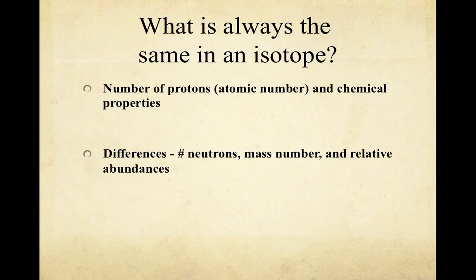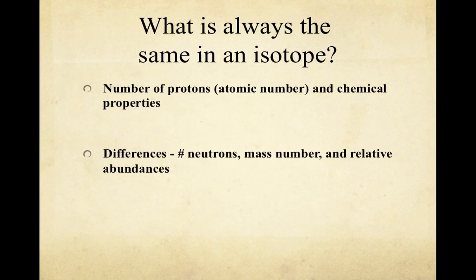So what stays the same in an isotope? The number of protons and the chemical properties stay the same. So protium, deuterium, and tritium in hydrogen all behave like hydrogen. You can make water with all three. They act just like normal hydrogen. They just weigh a little bit more.